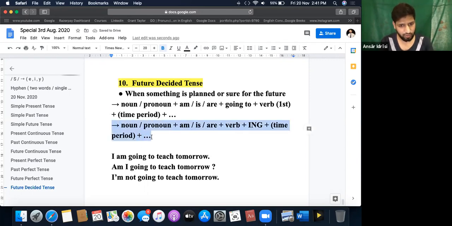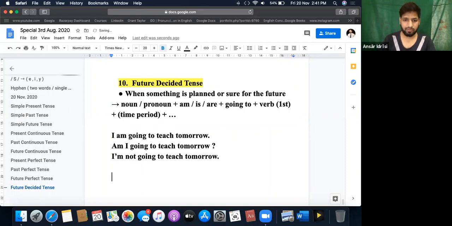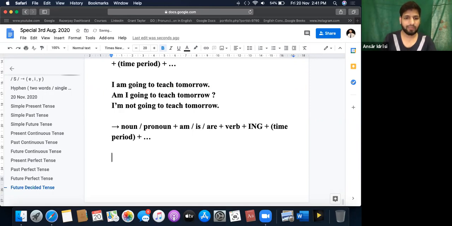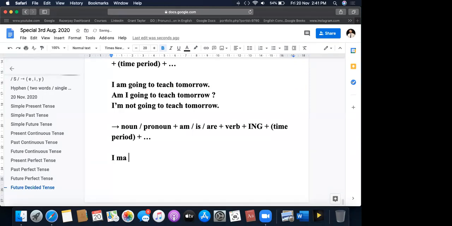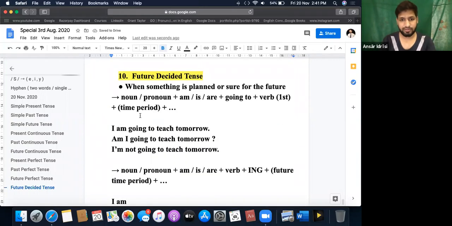I believe you'll be getting it in a long way, so I'm going to write it down. It will be quite easy for you to grab it. Now I'm just going through this formula. Sir, this formula is the same as present continuous tense. Exactly. And in present continuous tense, we don't have this future period of time, right? Yes, sir. Very good. Pay attention here.